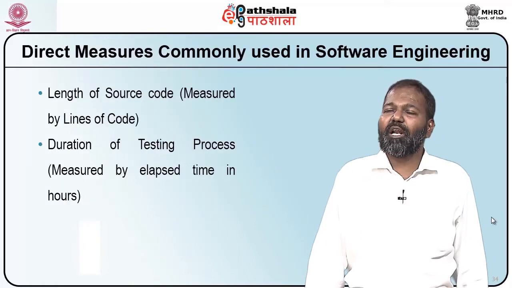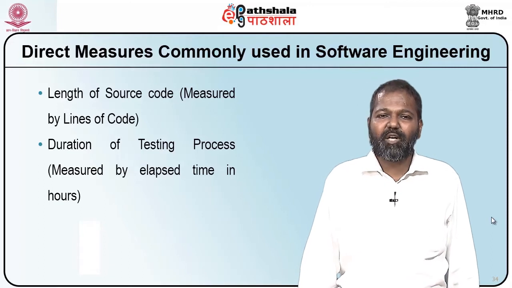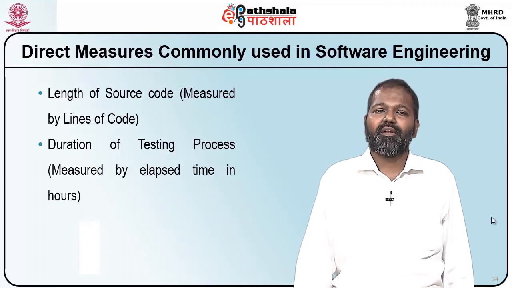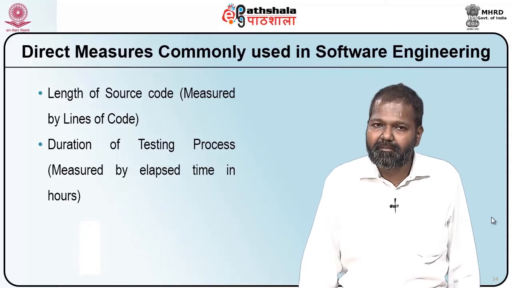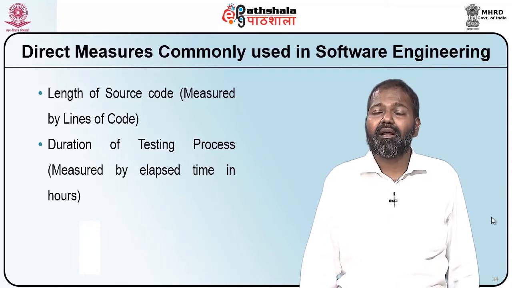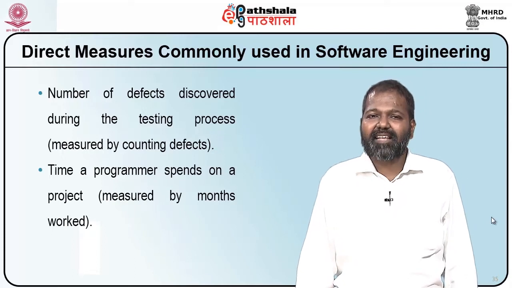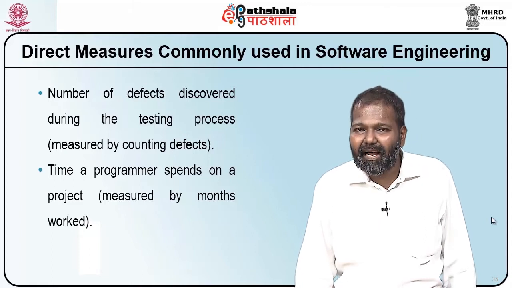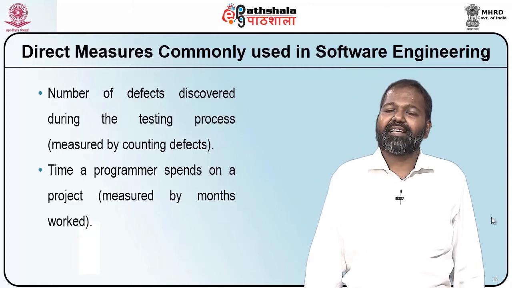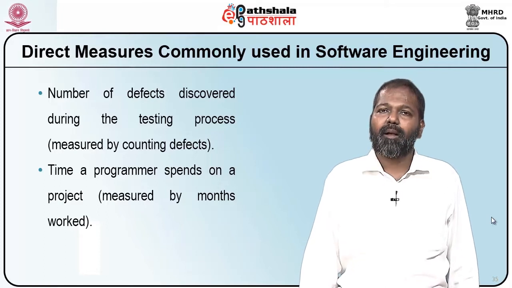Direct measures commonly used in software engineering: length of source code measured by lines of code; duration of testing process measured by elapsed time in hours; number of defects discovered during the testing process measured by counting defects; time a programmer spends on a project measured by months used.